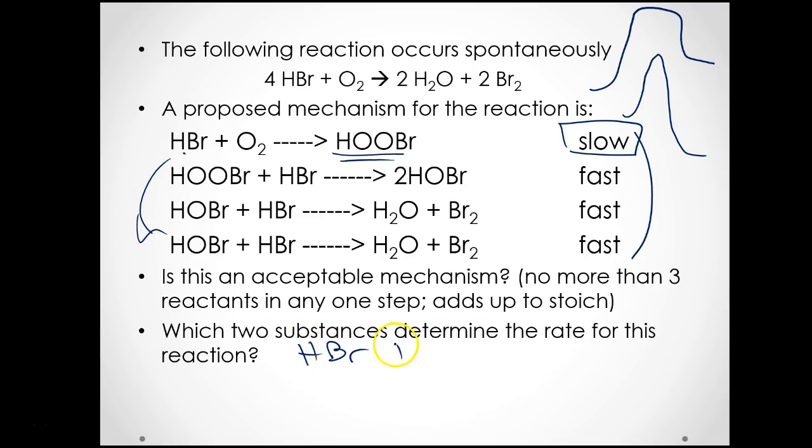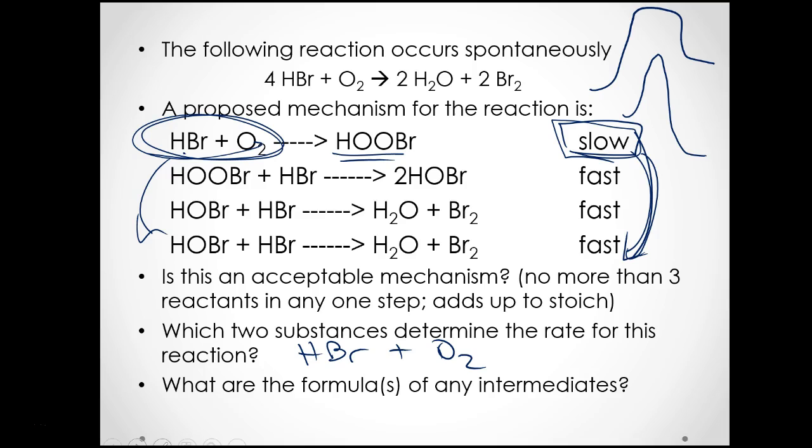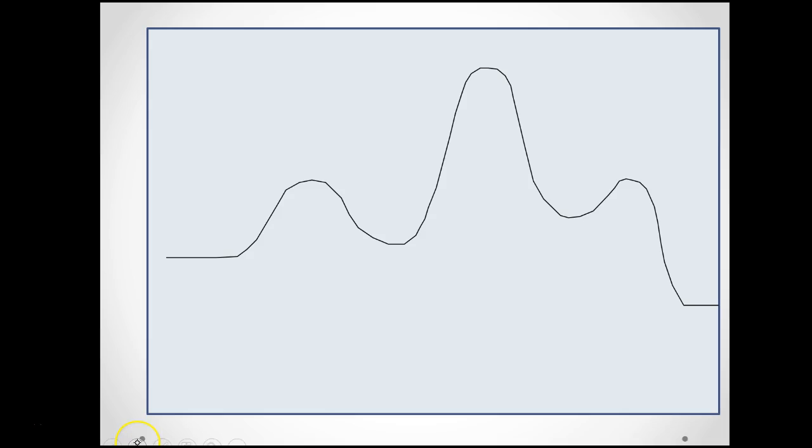So which 2 substances determine the rate? That would be HBr and oxygen. They determine the rate for the reaction because they are so slow that everything else is essentially instantaneous. So the amount of stuff that I have of this really determines the overall reaction just because they're so slow. Now it says, what are the formulas of the intermediates? Well, those would be anything that you just crossed out: Huber and Hober.